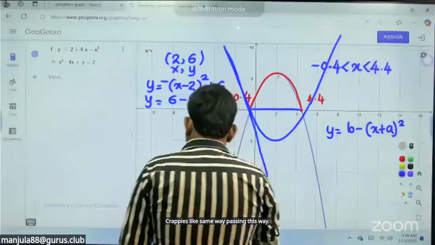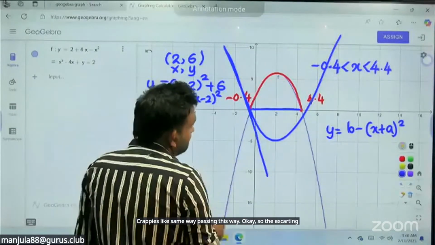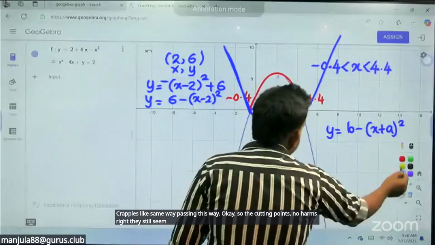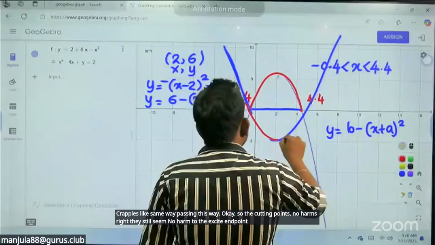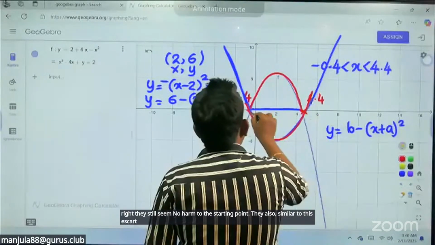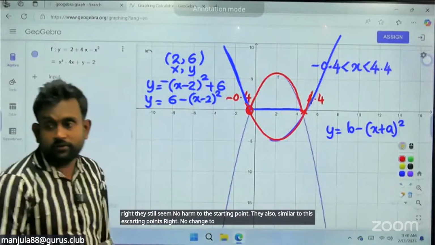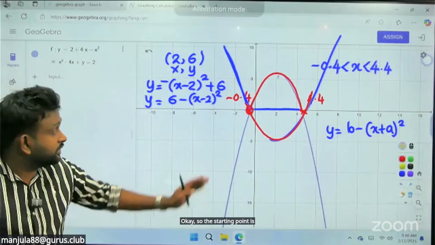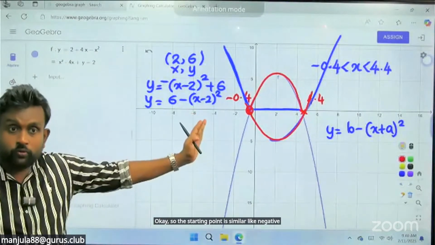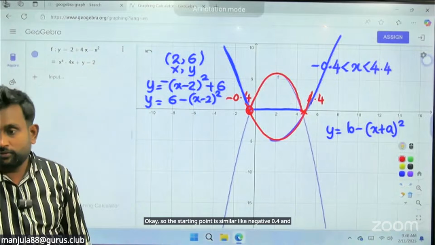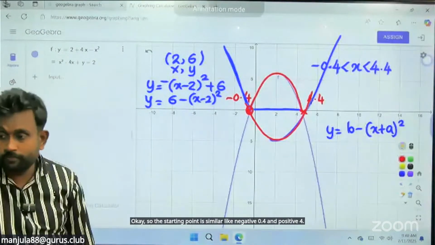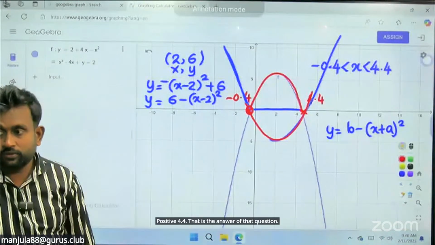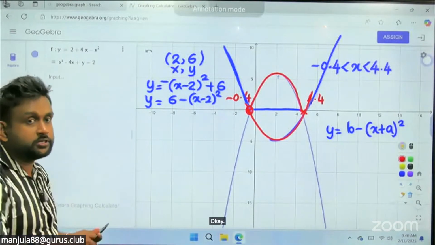So the x cutting points, no harm, they are still the same. No change to the x cutting points, they are similar to these x cutting points. So the x cutting points are similar, like negative 0.4 and positive 4.4. That is the answer to that question. Right, so that question is done.